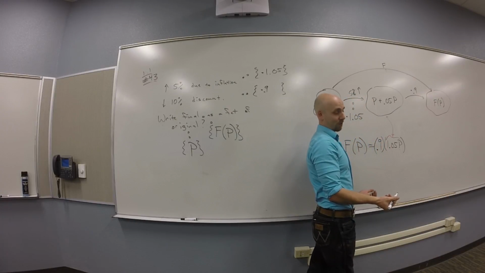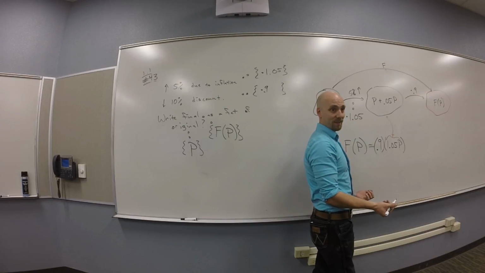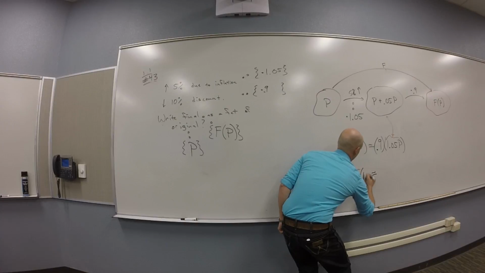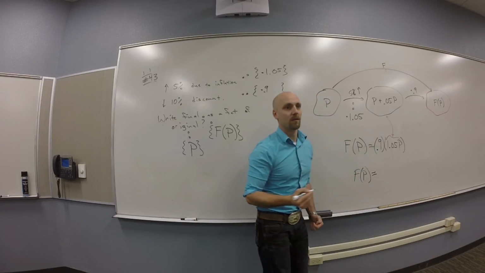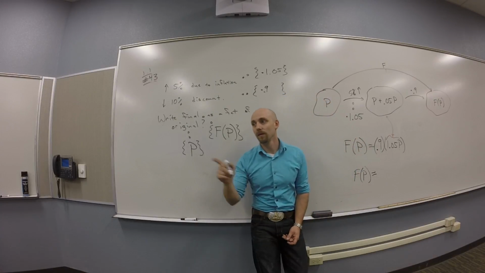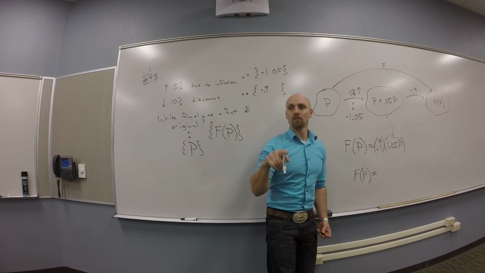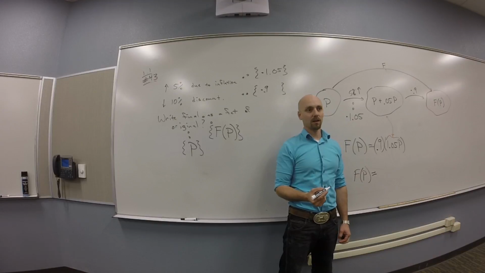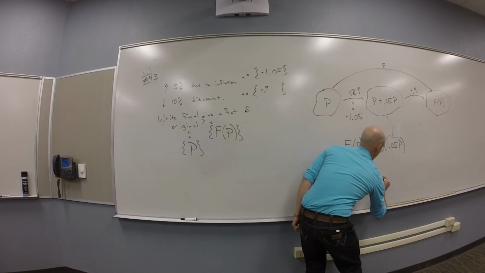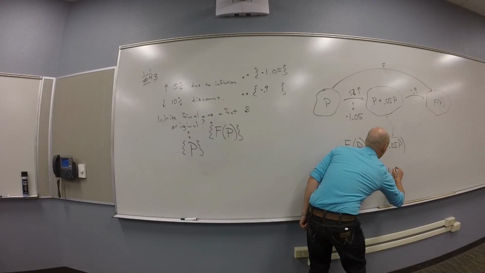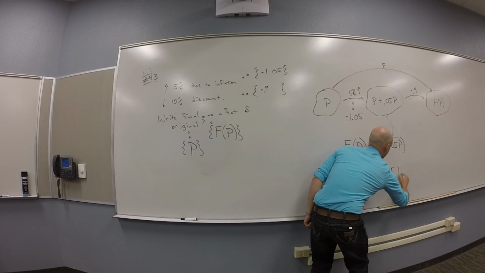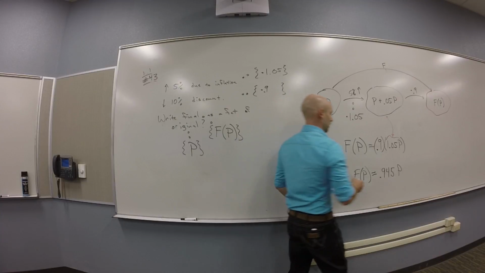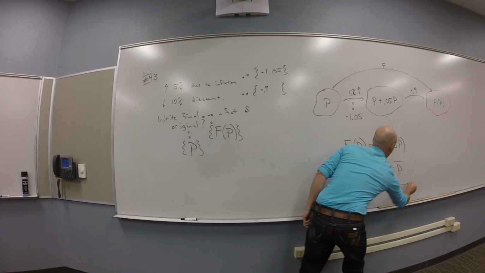Cool? But these are really just numbers that I'm multiplying, yeah? Multiplication doesn't care about the order, right? So how can I simplify f of p? Let's multiply 0.9 by 1.05, and what do we get? 0.945 p. Cool? That's it. So that's my answer here.